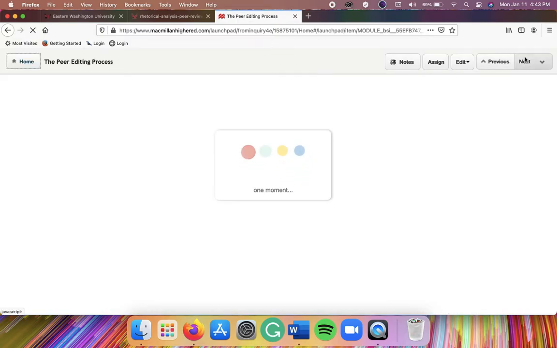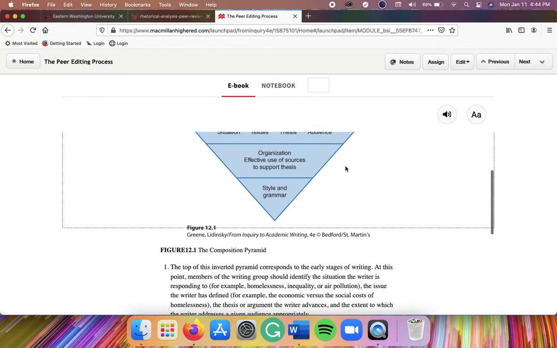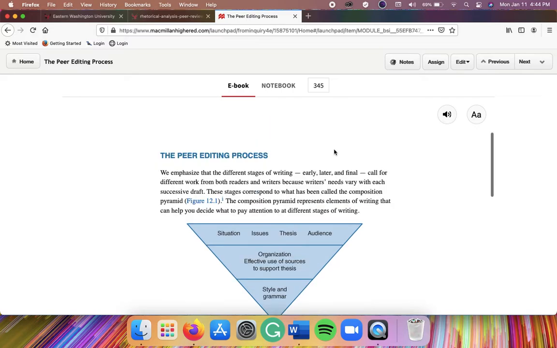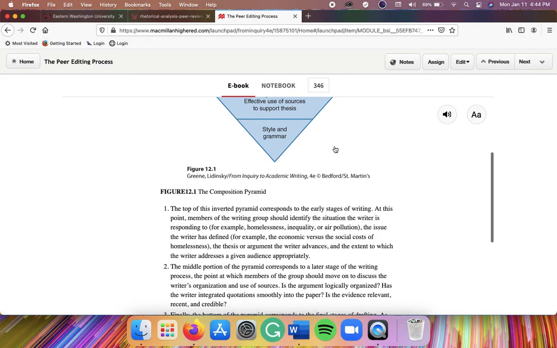There's an inverted triangle on the second page. I'm not sure which actual page it is in the ebook. It is page, let's wait. Comcast in the 21st century, ladies and gentlemen. Page 345 and 346, there is an inverted triangle. The top of the inverted pyramid corresponds to the early stages of writing.